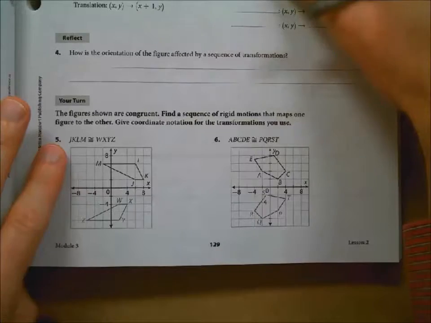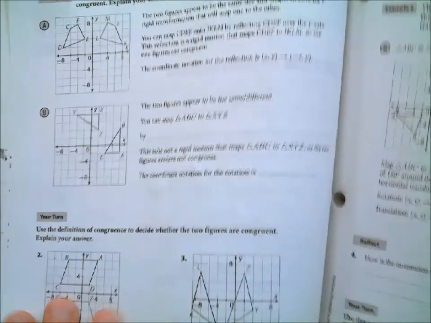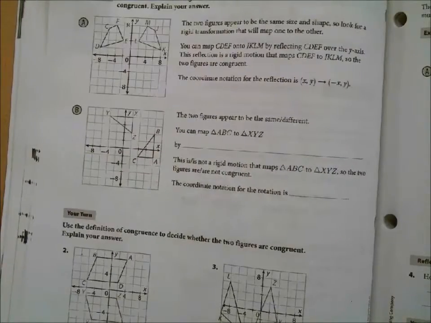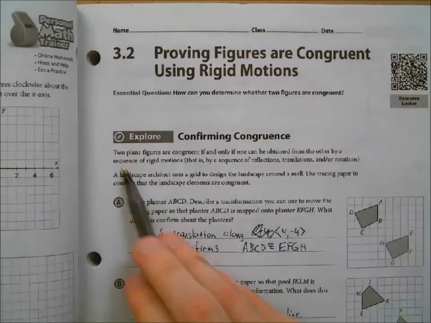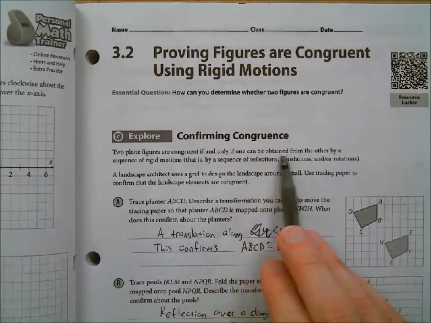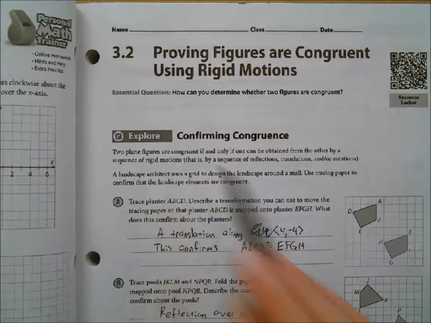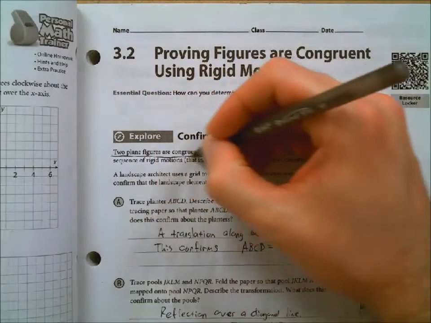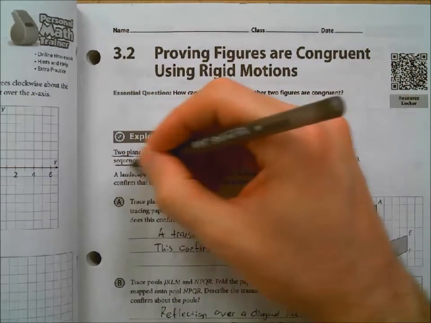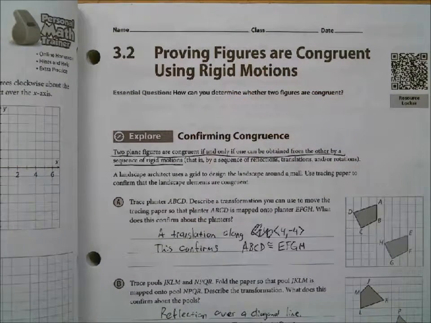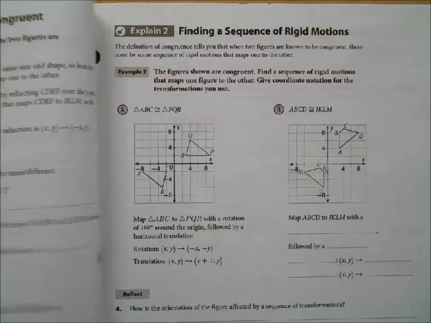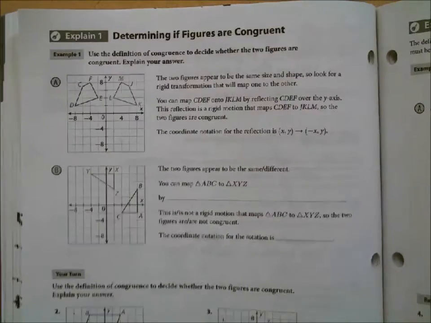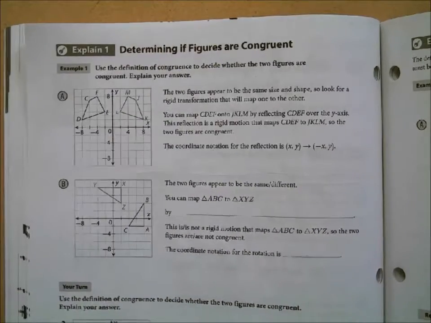Okay. So turn the page here and let's take a look at some of this stuff. Remember that definition of congruence: two plane figures are congruent if and only if one can be obtained from the other by a sequence of rigid motions. That's an important understanding of congruence. We call a pair of things congruent if one can be obtained from the other by a sequence of rigid motion transformations. Okay? So looking at the next page, page 128, we're going to be determining if figures are congruent.